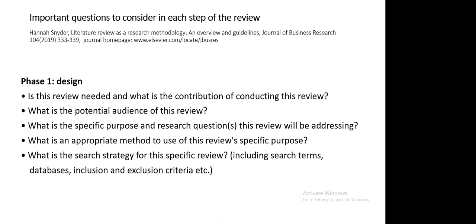What are the important questions when we consider creating a literature review? I think we have about 4 phases. Phase number 1 is design. Is this review needed, and what is the contribution of conducting this review? Then, what is the potential audience of this review? Next, what are the specific purpose and research question this review will be addressing? What is an appropriate method to use for this review's specific purpose? What is the search strategy for this specific review, including search terms, database, inclusion and exclusion criteria, and so on? The first phase is design. What is on your mind? How do you want to design this review?